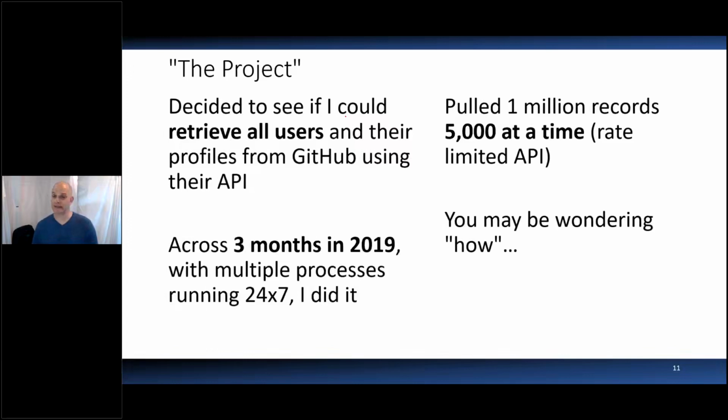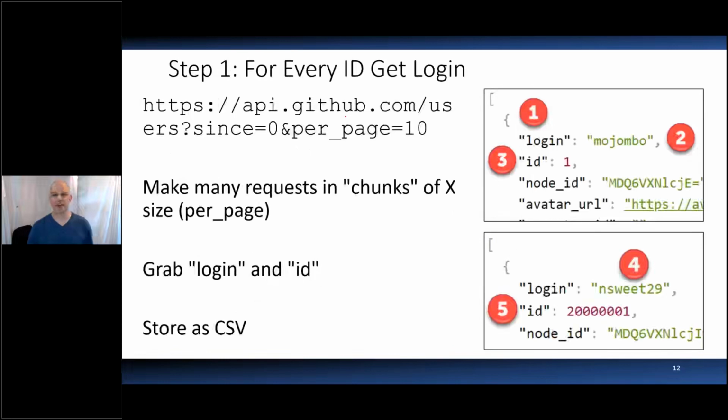And in 2019, I spent 3 months and a whole bunch of cloud server CPU time and network time making authenticated requests and collecting profile information from GitHub. I pulled 1 million records, 5,000 requests at a time. It took a long time. You might be wondering how I did this.